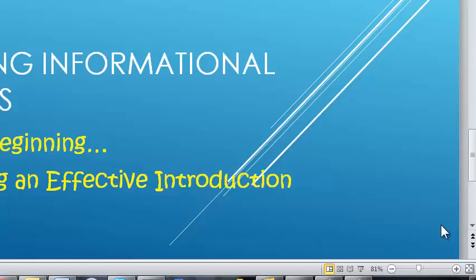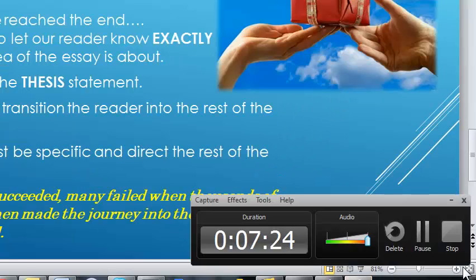Okay? So introductions are pretty simple. They tell us exactly what's going to be in the paper, and it also interests us into reading it.